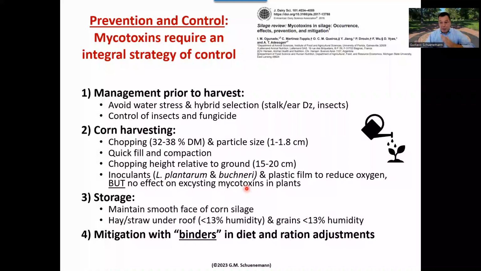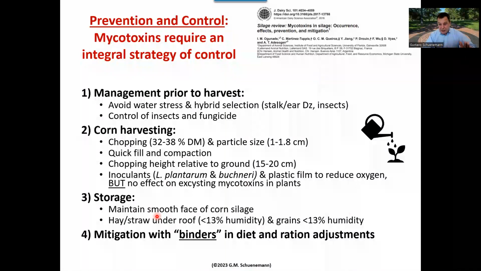So if you already have mycotoxin from the field, it is important to set the expectation: okay, we're going to use this, but it may not have any effect on mycotoxin that are already in the plant, right? But it will help with future growth, especially of molds. Storage: maintain a smooth face of corn silage, and keep hay and straw under a roof, and grain at less than 13% humidity. And then comes the mitigation.